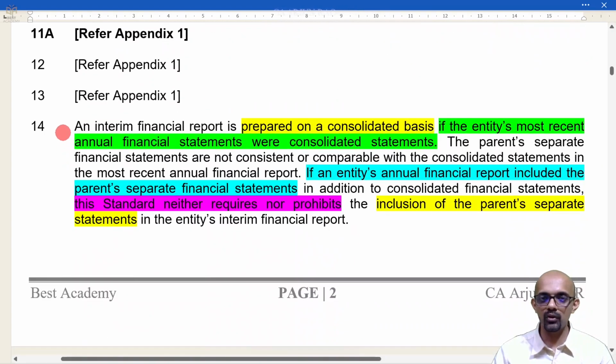Interim statements should be prepared on a consolidated basis if the recent annual statements were consolidated. But the standard is silent on whether you should prepare separate financial statements also, if they are presented for the annual financial statements. It neither requires nor prohibits inclusion of parent separate statements in the entity's interim report.